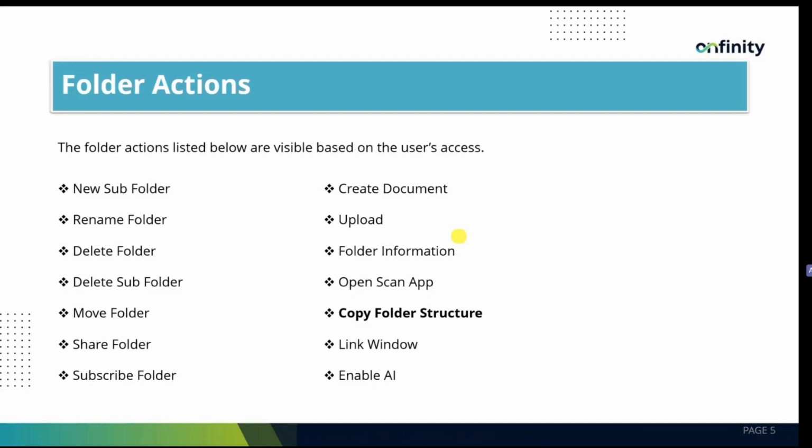Folder actions. These are the list of folder actions available in DMS. First, new subfolder. Next, rename folder. Next, delete folder. Next, delete subfolder. Next, move folder. Next, share folder. Next, subscribe folder. Next, create document. Next, upload. Next, folder information. Next, open scan app. Next, copy folder structure. Next, link window. Next, enable AI. These actions are visible based on the user's access. In this training video, I will cover the highlighted action.